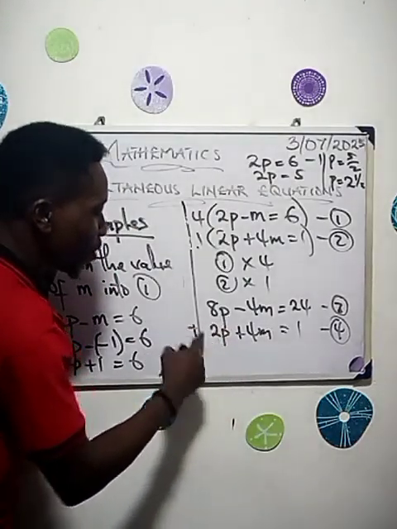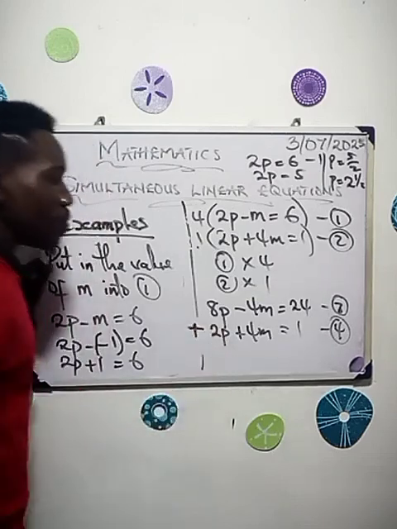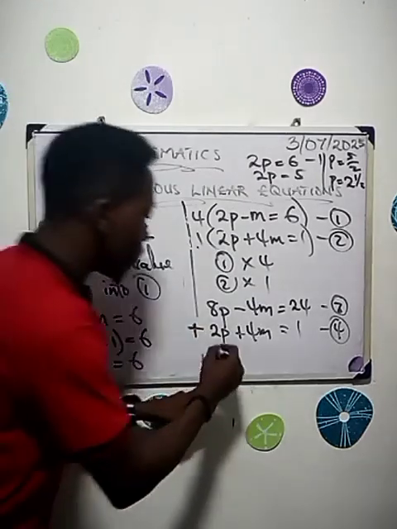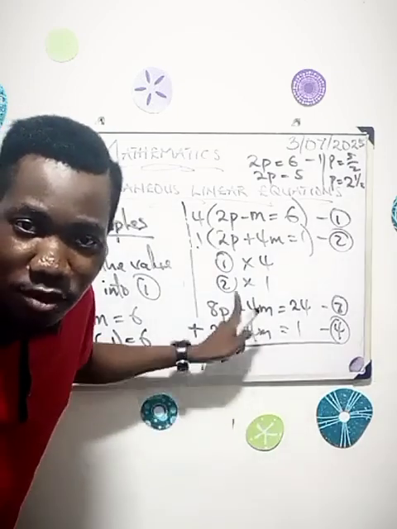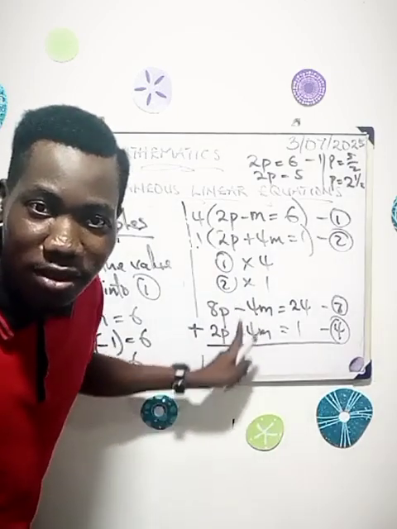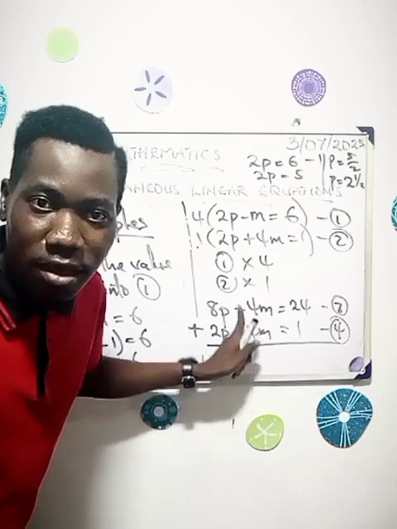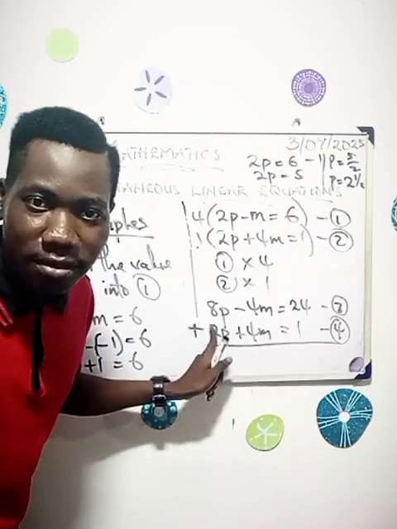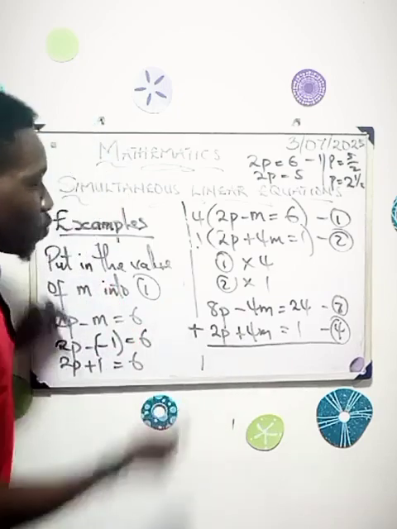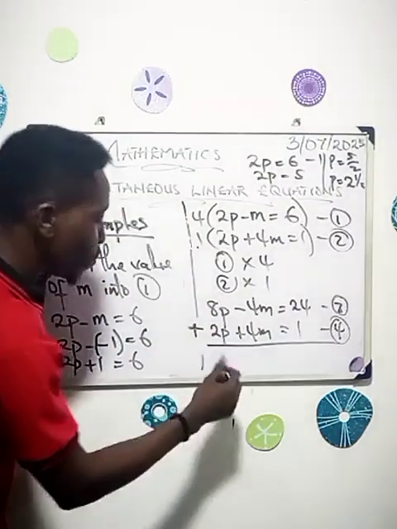So we're going to add in this case. So it's going to be plus. We're going to be adding, right? Why are we adding? Because these are different. If they were the same, we would subtract. I'm trying to repeat so that those that did not catch it the first time will get it this time. If they are different, we add. If they are the same, we subtract. Alright? So now 8p plus 2p will give us 10p.